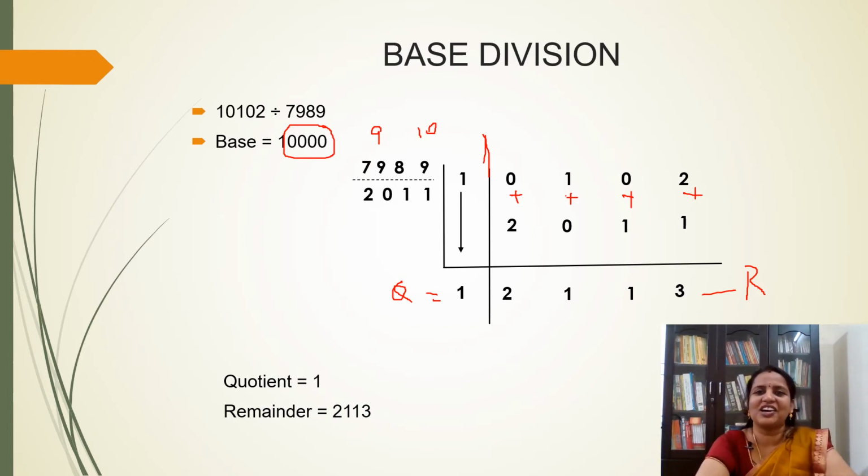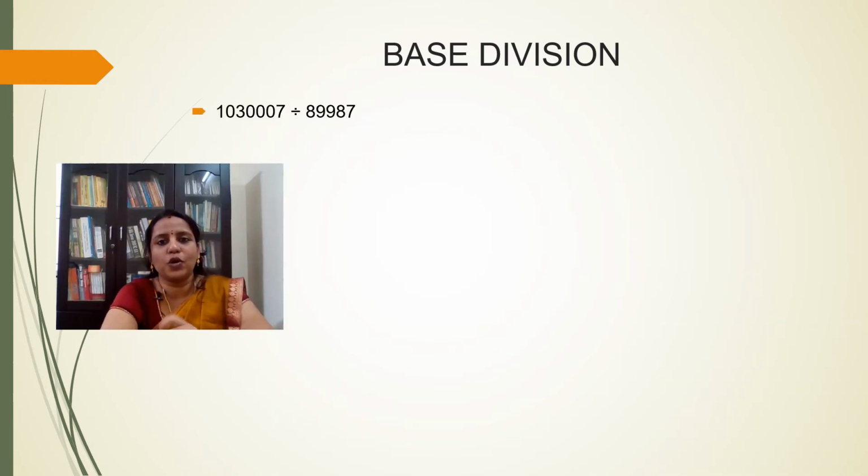Okay, is it clear? Okay, come on, let's go for the next problem. The next problem is somewhat a bigger number. It is 10,30,007 divided by 89,987. What a bigger number, isn't it?